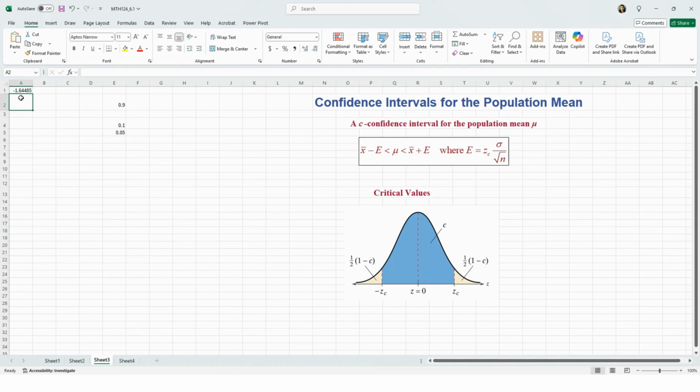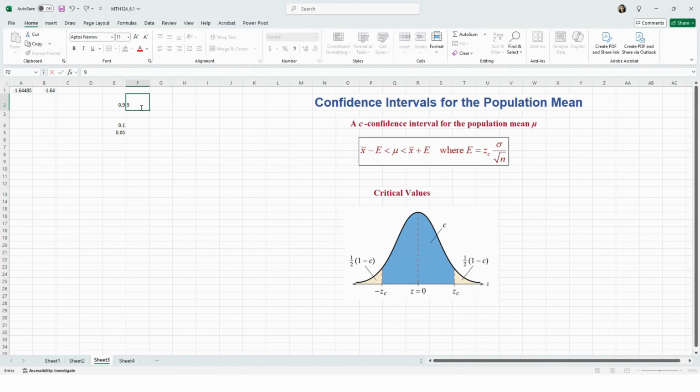Then you will see that we got negative 1.64485. You can round to 2 decimals. Round this value, comma, 2. Then you will see negative 1.64 is the critical value corresponding to the probability 0.05. Let's go to another example.